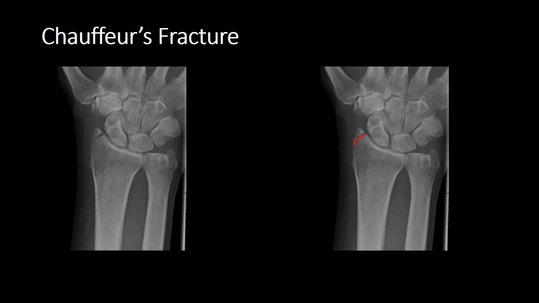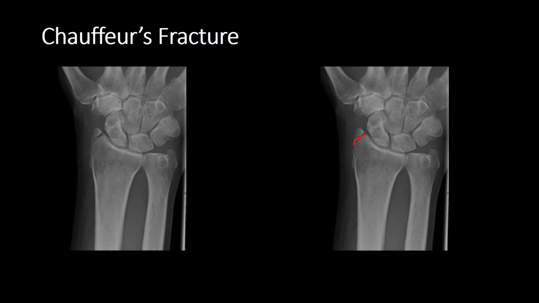The Chauffeur's fracture is a fracture of the radial styloid process. Now the reason why it's called a Chauffeur's fracture is after the chauffeurs who used to wind the crankshaft on a car. And if the crankshaft suddenly whipped away from them and snapped back, it would strike the chauffeur across the radial styloid process, causing a fracture through here.